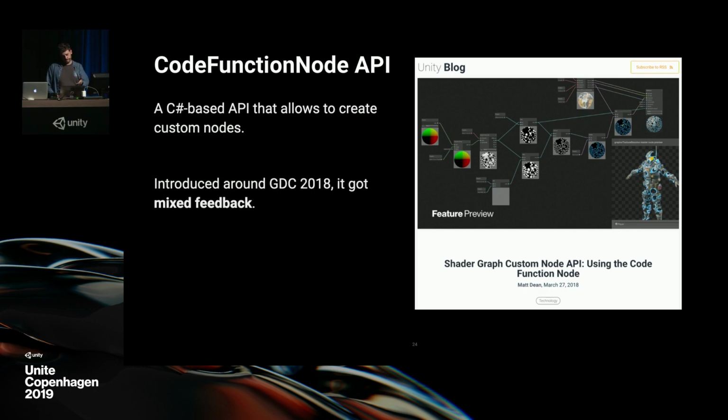And I want to point to this because this thing has now been deprecated. It was part of the preview. It got introduced around GDC 2018 through this blog post that you see here, and it got mixed feedback. So we decided to deprecate it and to move on to a different thing. The reason I want to point it out is because sometimes, as it happens with Unity, people produce a lot of content, and you will see this content floating around on the internet, and you might get confused. So if you see the Code Function Node API and tutorials around it, they're not valid anymore.